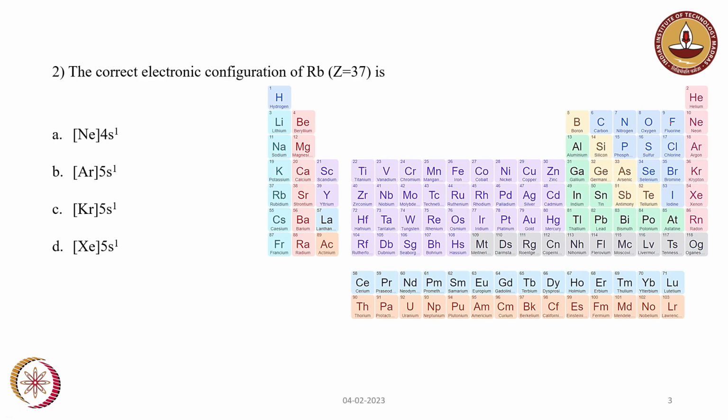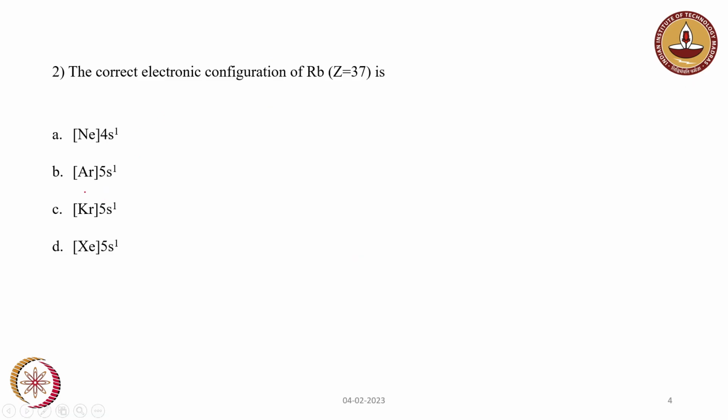So krypton is the nearby inert gas, and the answer will be option C, krypton and 5s1. The 5s1 comes from the fact that, since krypton is 36, one more electron is required to become rubidium. So it's krypton and 5s1.